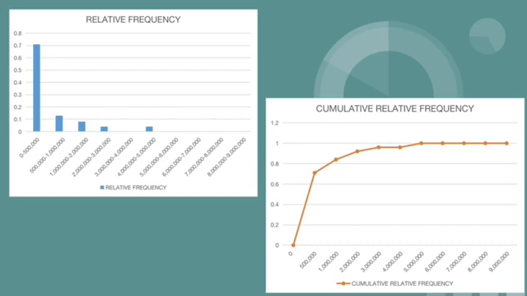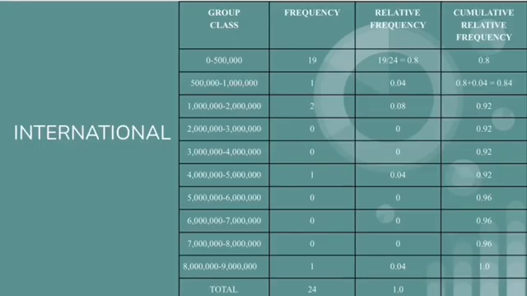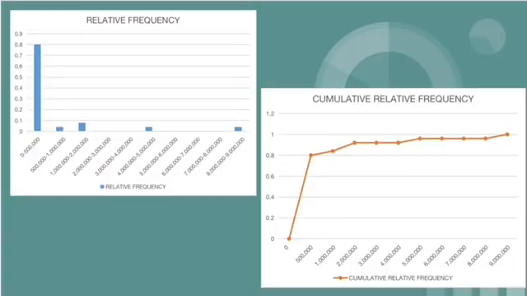As you can see from the graph, the relative frequency shows a decrease, while the cumulative relative frequency for the domestic is increased. Next is for international. This is the value that I got for international. This is the graph for international. I use the same graph as with the domestic.